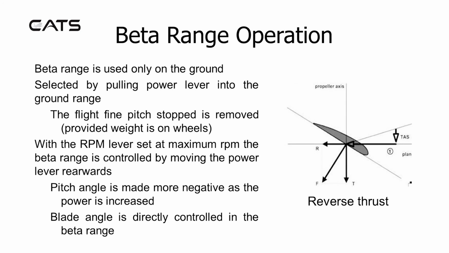Beta range operation. Beta range is used only on the ground, although some aircraft can actually use it in the air. It's selected by pulling the power lever into the ground range. The flight fine pitch stop is removed provided there is weight on the wheels. With the RPM lever set at maximum RPM, the beta range is controlled by moving the power lever rearwards. Pitch angle is made more negative as the power is increased. Blade angle is directly controlled in the beta range.